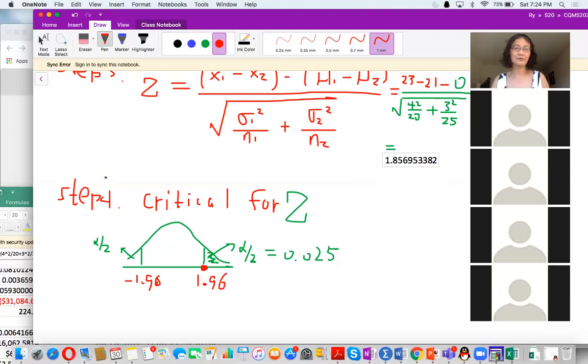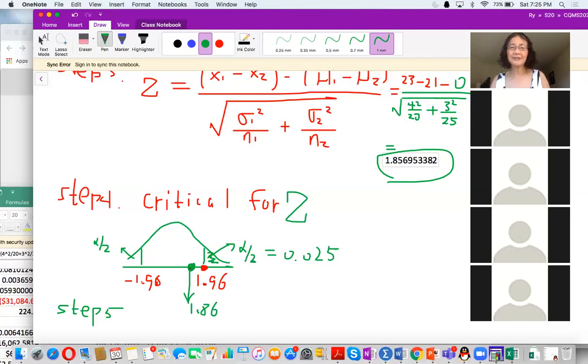Step 5, compare critical value with test statistic. Okay, to compare, you locate your test statistic 1.85. It must be here, smaller than 1.96. Okay, so your test statistic maybe 1.86.